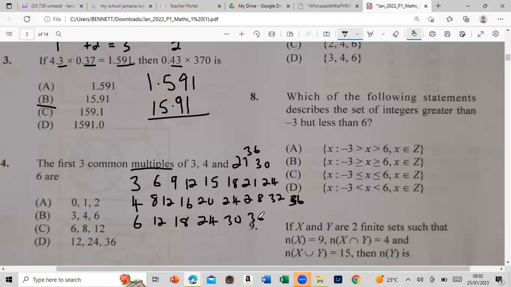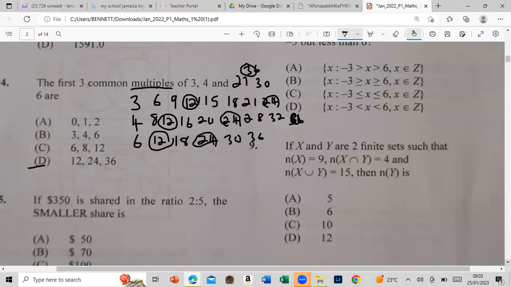36. Now what you're looking for is the ones that are common. Alright, so you have 12 in this, 12 in this, 12 in this. You can also look at 24 in this one, 24 in this one, 24 in this one, and then you have 36 in all 3. So we can tell that it's 36. Alright, I'm just giving you guys this in case the numbers change, so you will still be able to successfully complete it.